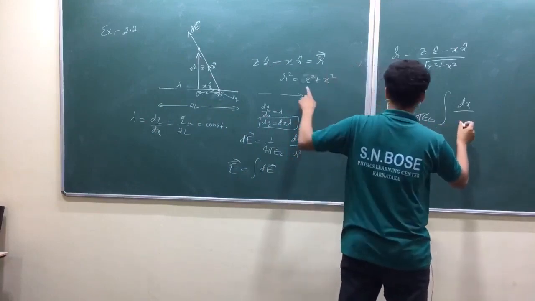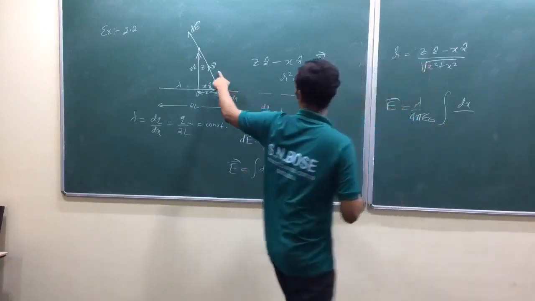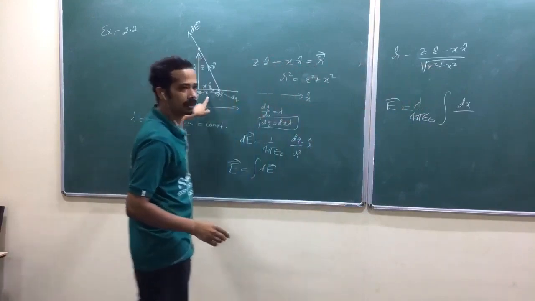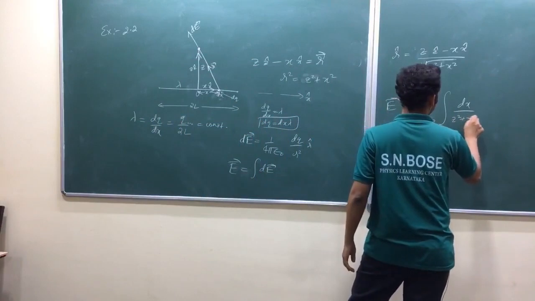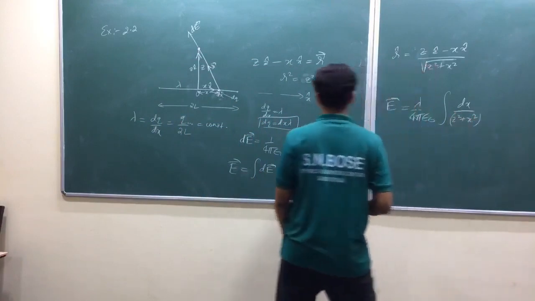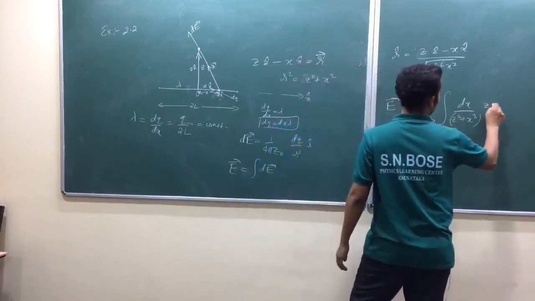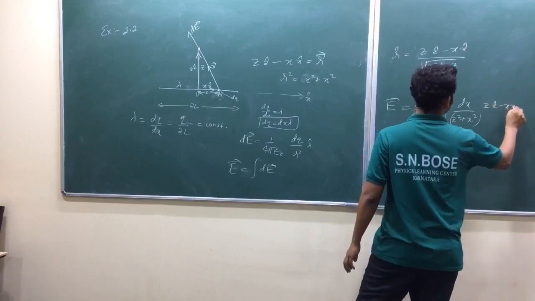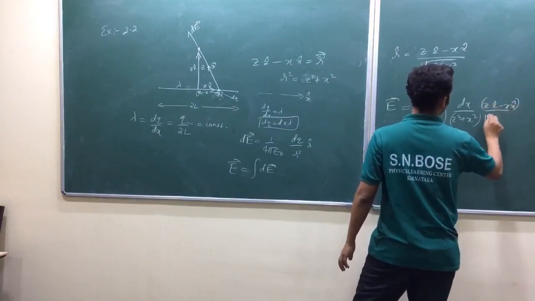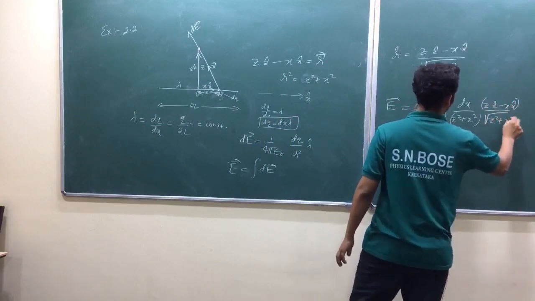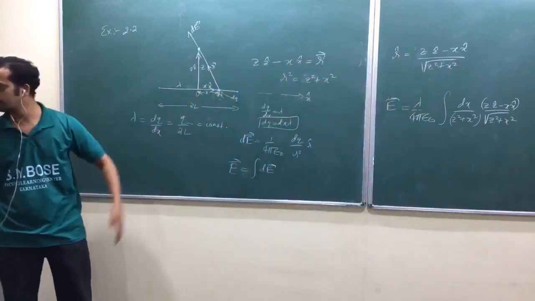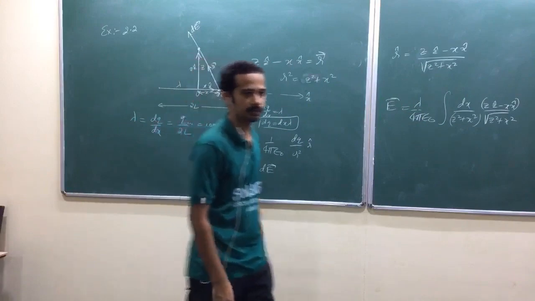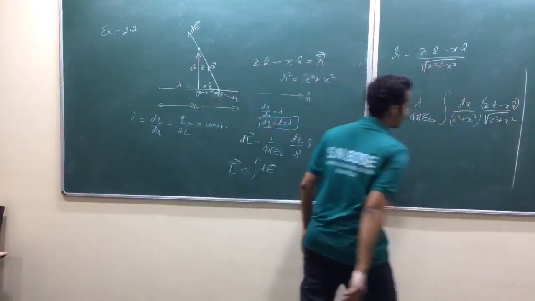What is r square? Pythagoras theorem. z square plus x square. That is r square. What is r cap? z into z cap minus x into x cap by root of z square plus x square. Now integration with respect to x, dx, it automatically becomes integration with respect to dx. Am I right? So now look at here.